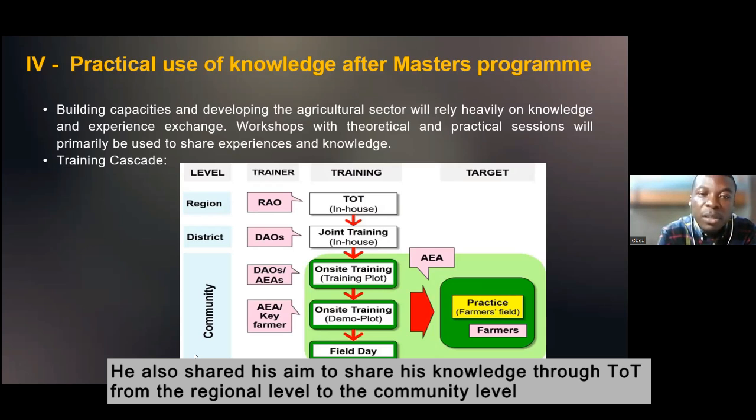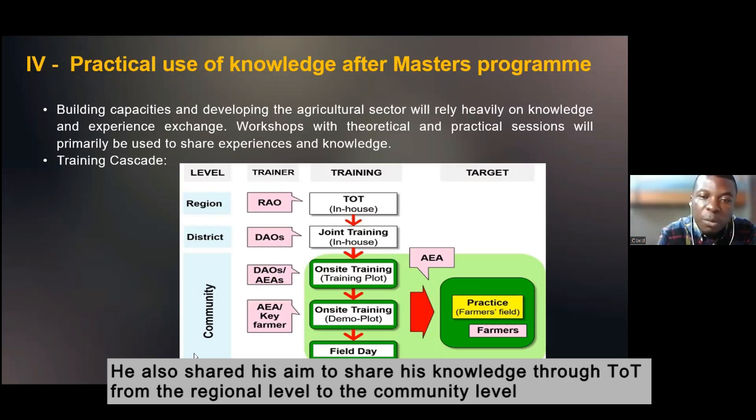We move on to the community level, whereby the DAOs, or the district agricultural officers who got trained at the regional level, or the AEs, will be the trainers. And these trainings will be on-site trainings at the training plots. Key farmers will be involved as facilitators or AEs.